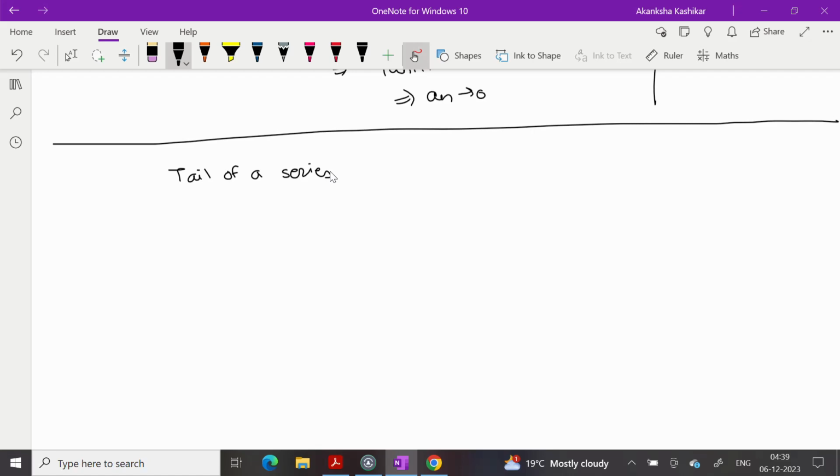If a series is convergent, then what does it mean? It means that summation an is some finite number s, correct? So what we can do, we can split this summation an as summation n going from 1 to n naught, that is the first finitely many terms, plus summation n greater than or equal to n naught, and we are saying that this is equal to s. Okay, everyone okay up to this point?